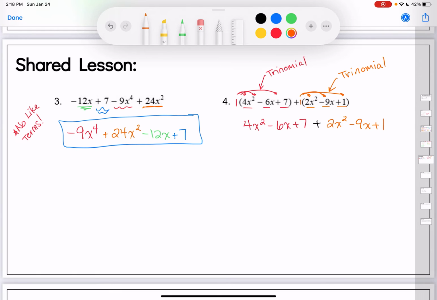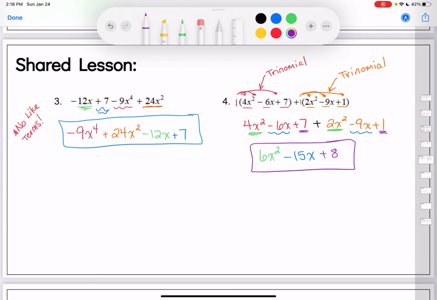Well, now it kind of just looks like these last problems. All I need to do is combine my like terms. And I'm going to make sure I write in standard form as I go, so I'm going to look for my like terms with the biggest exponents first. So this will be 6x squared. I'll have negative 6x plus negative 9x gives me negative 15x. And then I can add my constants here. Plus 7 plus 1 gives me plus 8. And I wrote it in standard form as we went.